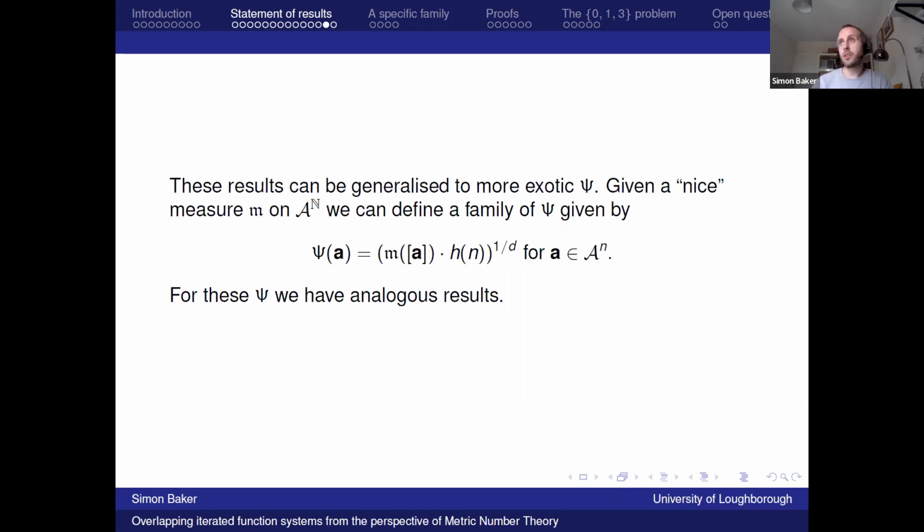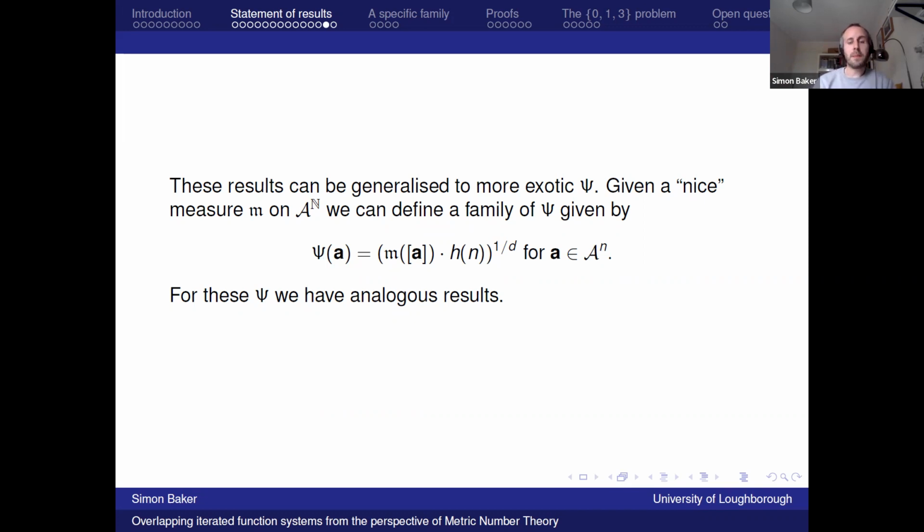And just a comment is that we can consider slightly more exotic functions psi, which aren't just going to depend upon the length of the word a. In fact, if I have a nice measure mu on symbolic space, we can define a family of psi by looking at psi of a being the measure of the cylinder corresponding to the word a multiplied by the function h. So somehow the exponential decay is determined by the measure of the cylinder, and h is some sub-exponential improvement upon this rate. And for certain nice measures, we have analogous results which are slightly more complicated to state.